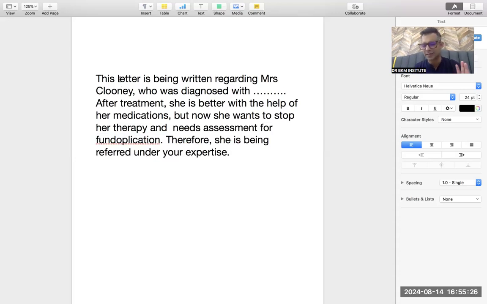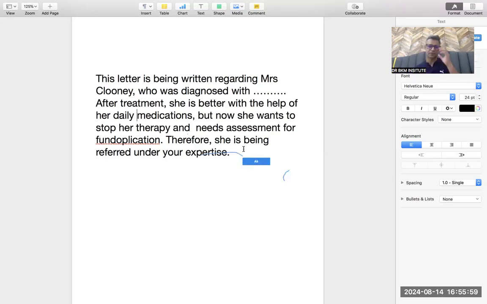This letter is being written for a patient who was diagnosed with this. After treatment, she is better with the help of medications. But now she wants to stop her therapy and needs assessment for this. I want to make it clear that she has to take daily medication. That is what is causing the problem. But now she wants to stop her therapy and needs assessment for fundoplication. Therefore, this is better as per me because it tells the complete thing about a patient.